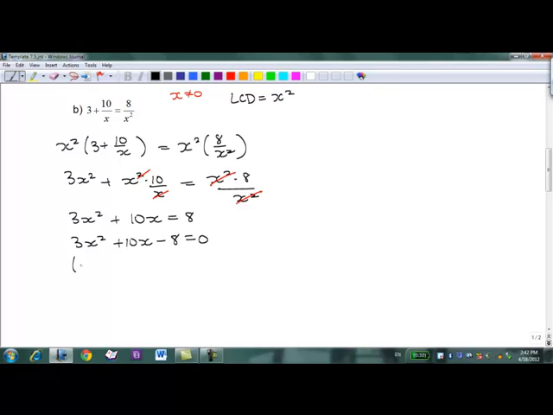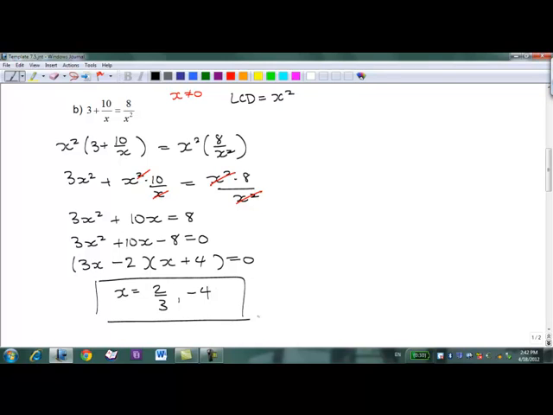In this case, I think this factors: 3x, lots of factoring this year. 3x, that should be 4, and 2 would work out, and I want that to be negative 2 and positive 4. So 3 times 4 is positive 12 minus 2x, and we get x equals 2/3 and negative 4 as solutions. And again, check that against the restrictions that we have, in this case that x can't equal 0.